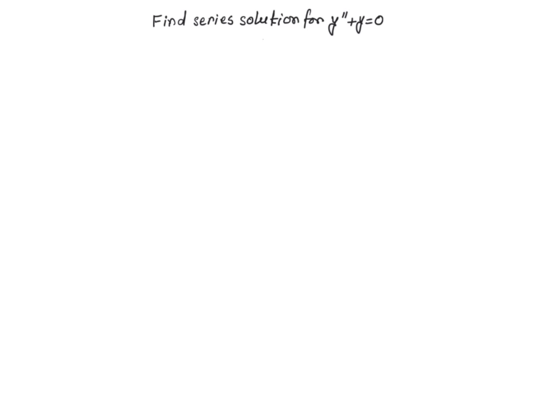In this video, I'm going to find the series solution for the differential equation y double prime plus y is equal to 0. Let's go ahead and start with the series. Our series is going to be y is equal to the summation from n equals 0 to infinity of a sub n x to the power n. We are making the assumption that this series is the solution to the differential equation y double prime plus y is equal to 0.